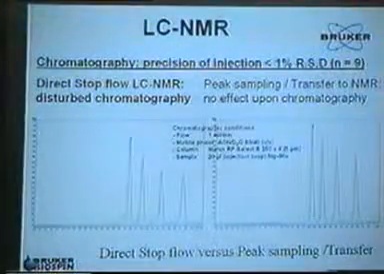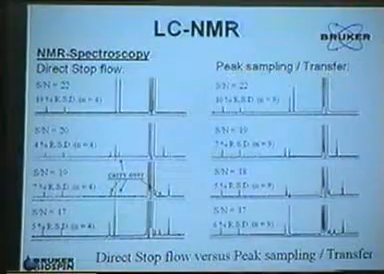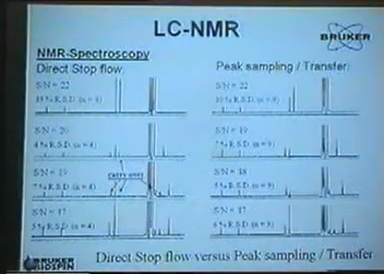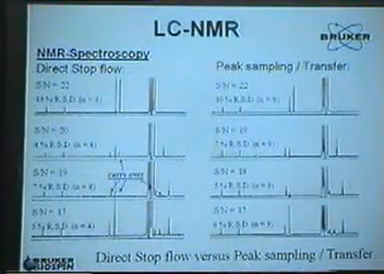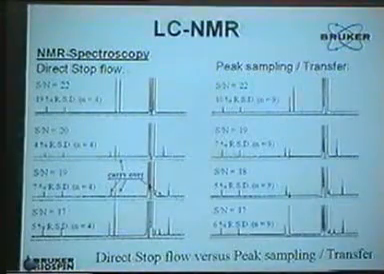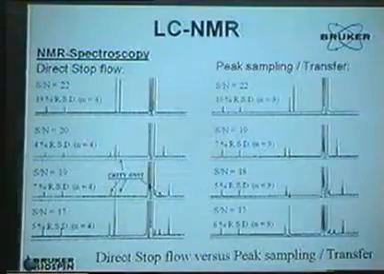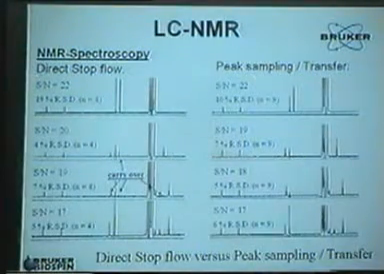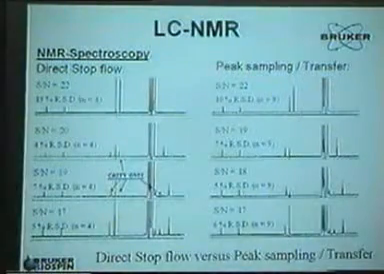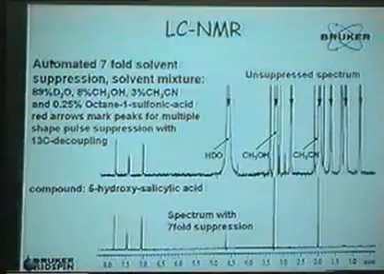So you have those 2 techniques at your disposal. You do either direct stop flow or you do peak sampling. And this is the result of the 2 techniques. This was to show that whether you do it with direct stop flow or with peak sampling, you don't lose anything. The signal to noise is about the same.